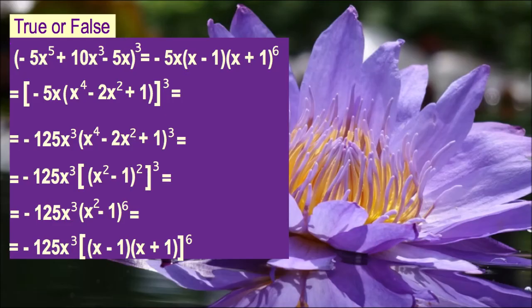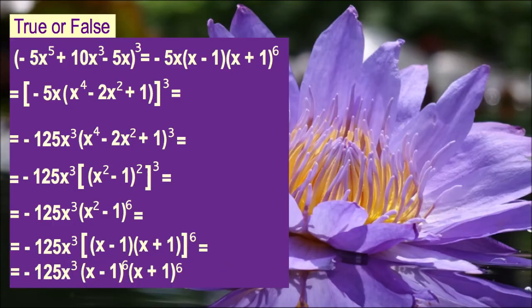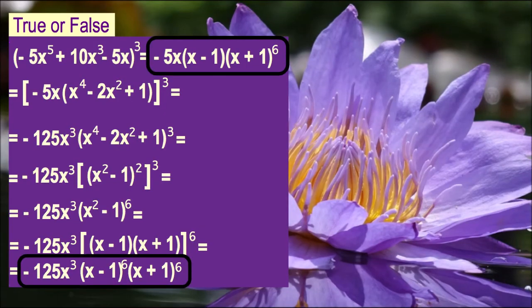This in turn is equal to negative 125x cubed times the quantity x minus 1 times the quantity x plus 1, everything raised to the 6th power. Difference of squares expanded. Then distribute the power, obtaining negative 125x cubed times the quantity x minus 1, everything to the 6th, times the quantity x plus 1, everything to the 6th. These two expressions are not equal. Thus, our answer to the question is false.